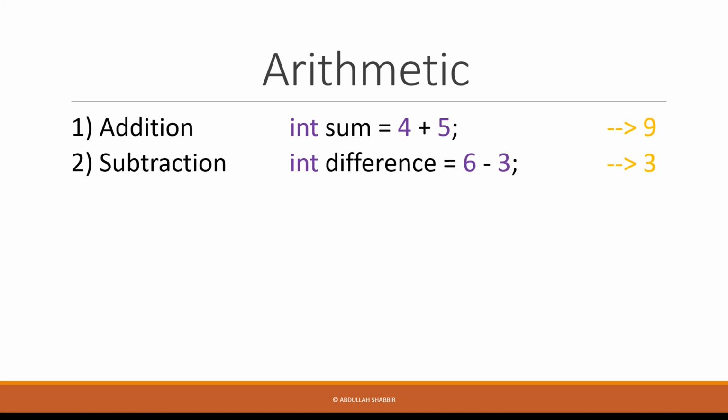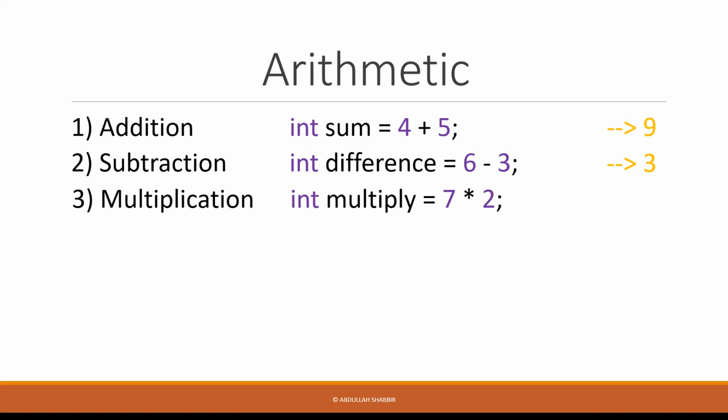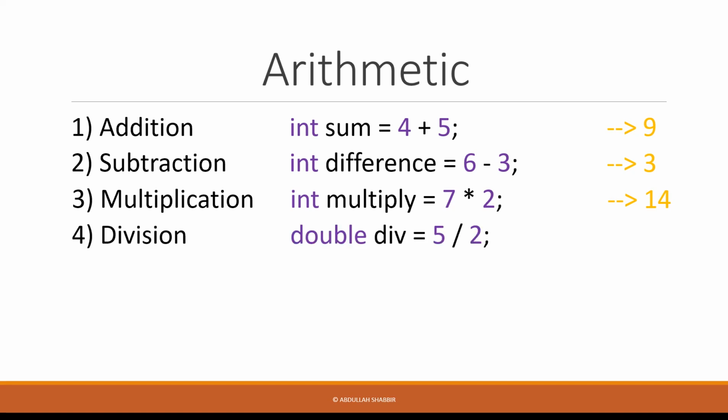Integers can also store negative numbers, and you can even write negative numbers directly, like integer temp is equal to minus 20, which would store the value minus 20 into the variable. For multiplication, you can use the asterisk sign, which would multiply 7 by 2 and store the value of 14 in the variable multiply. And to divide numbers, we use this / sign, like this double div is equal to 5 divided by 2, which would result in 2.5.